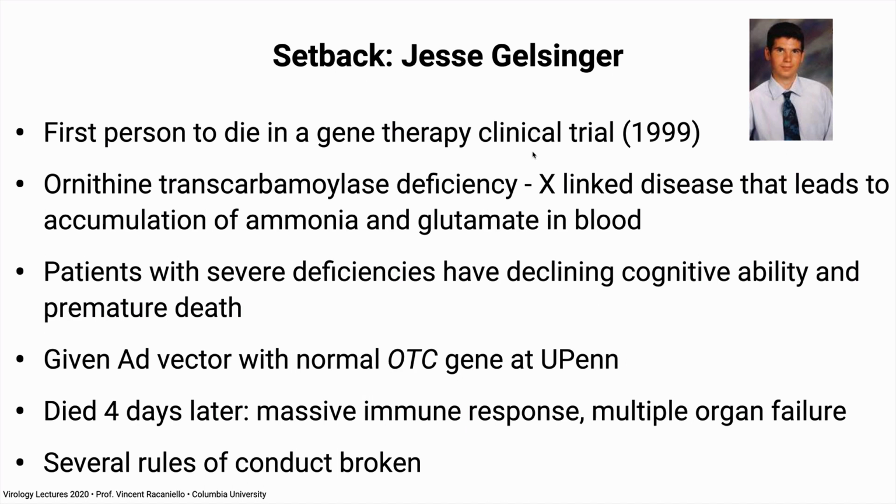Then we have the story of a setback. Jesse Gelsinger, 18-year-old, first person to die in a gene therapy trial. And this was a trial to treat ornithine transcarbamylase deficiency. This is an X-linked disease that leads to high levels of ammonia and glutamate in the blood. And this is not good because you have declining cognitive ability and premature death.